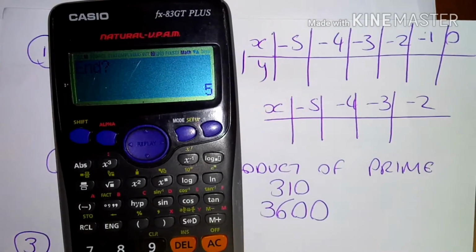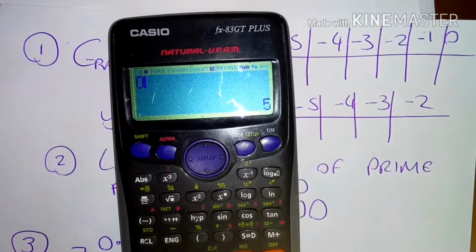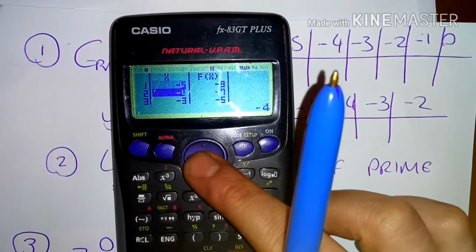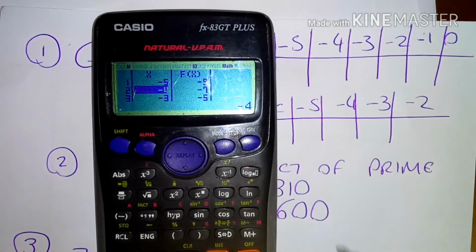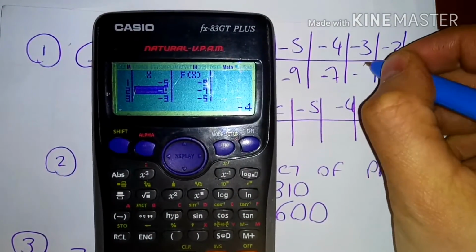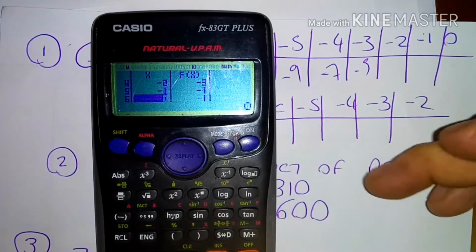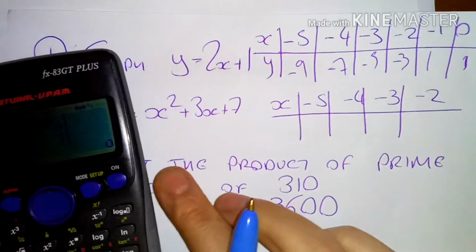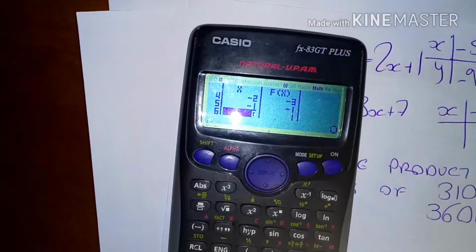End, it's actually going to be 0 for me, and this would obviously change. So press 0 equals, it says step, and that's the increments, which is 1. And I actually got my table of values there. So it's going to be -9, -7, -5, and if I scroll down, -3, 1, and 1.